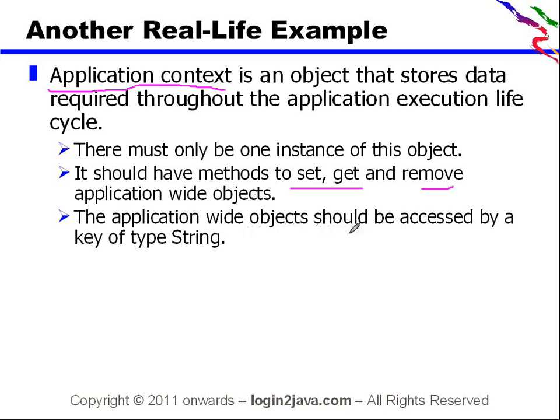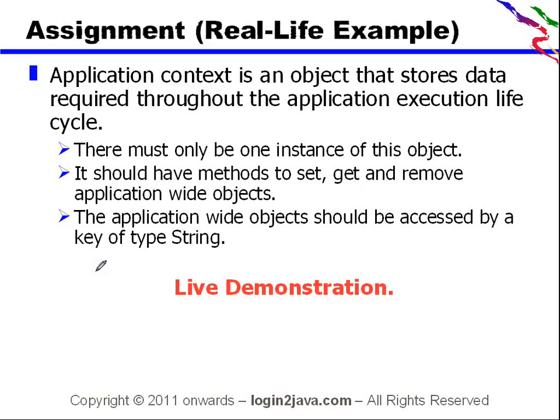The application-wide object should be accessed by a key of type string, and the value would normally be either your required object or any object. So how can this be implemented? Just think of it. I will show you an example.